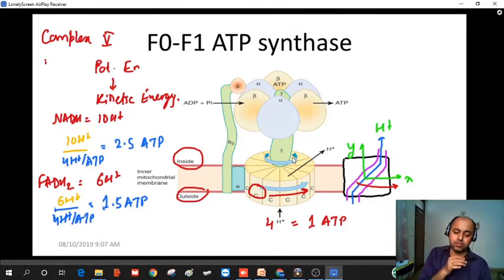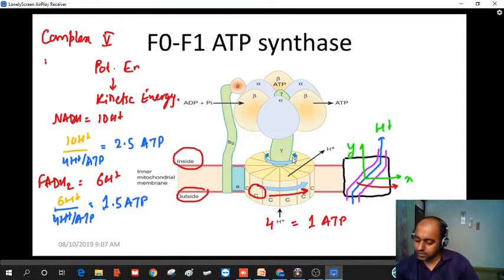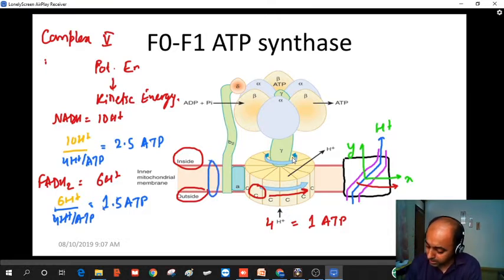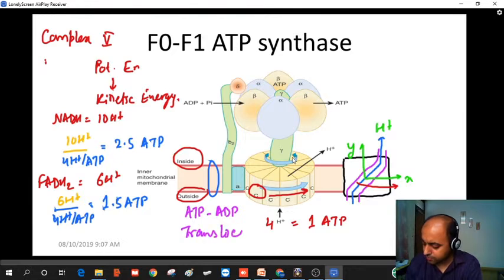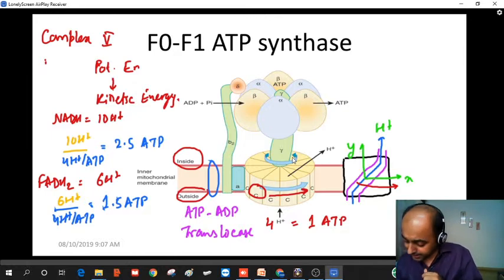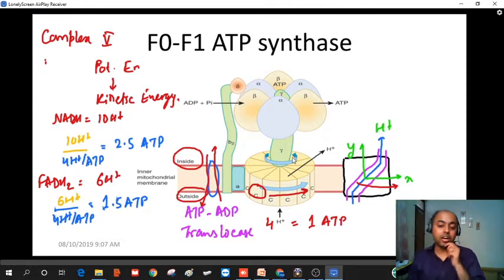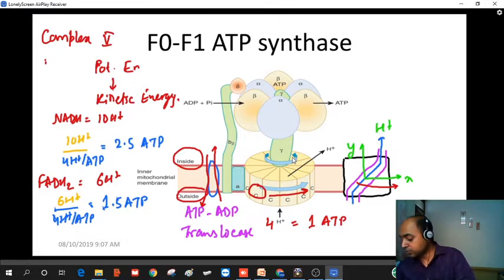And therefore this happens. Now, two points to note here. Number one, we have what is known as ATP-ADP translocase, a channel protein. What it does, it will take the ADP inside and it will bring the ATP outside. Whatever ATP is inside will be brought outside, and the ADP will be taken inside to participate in the synthetic process.